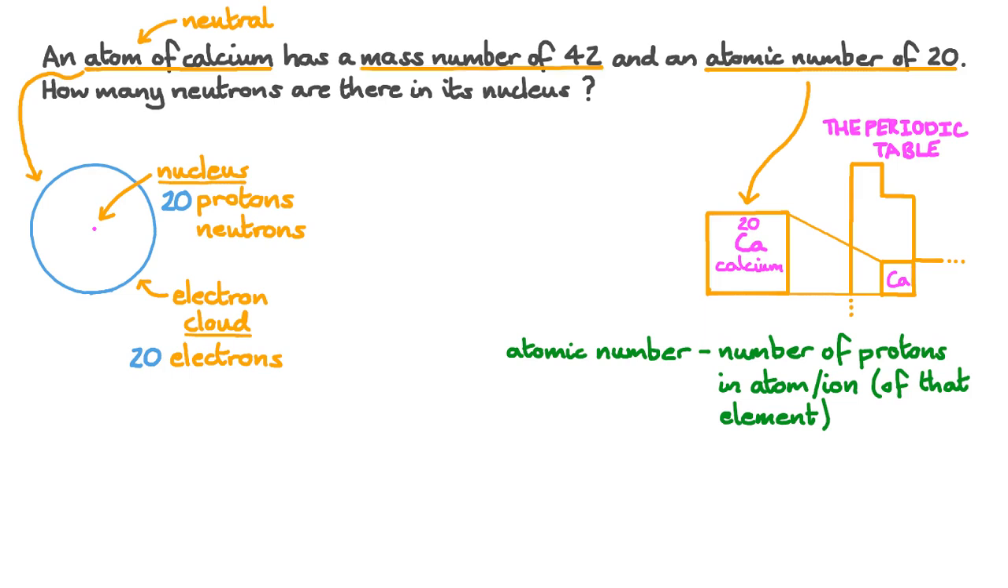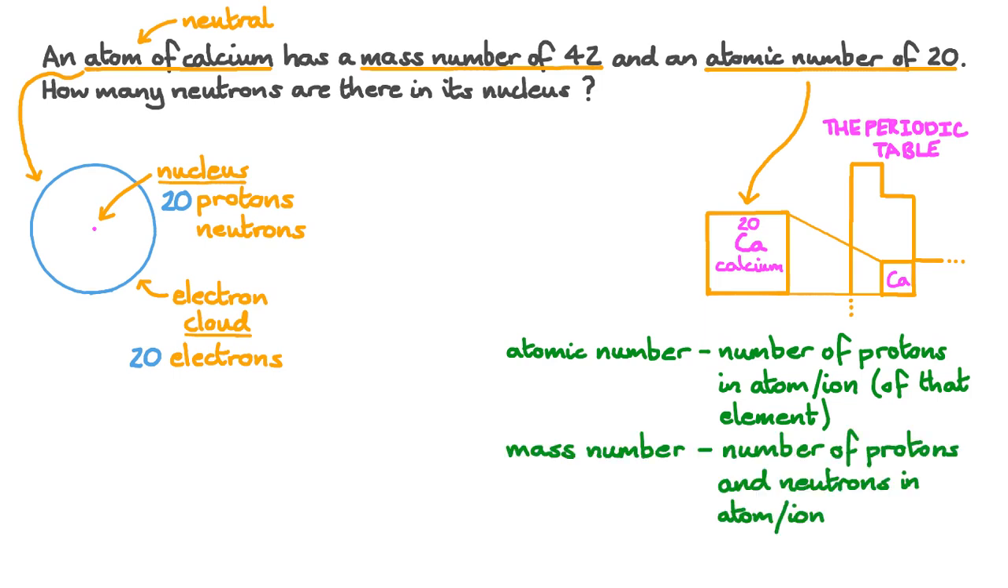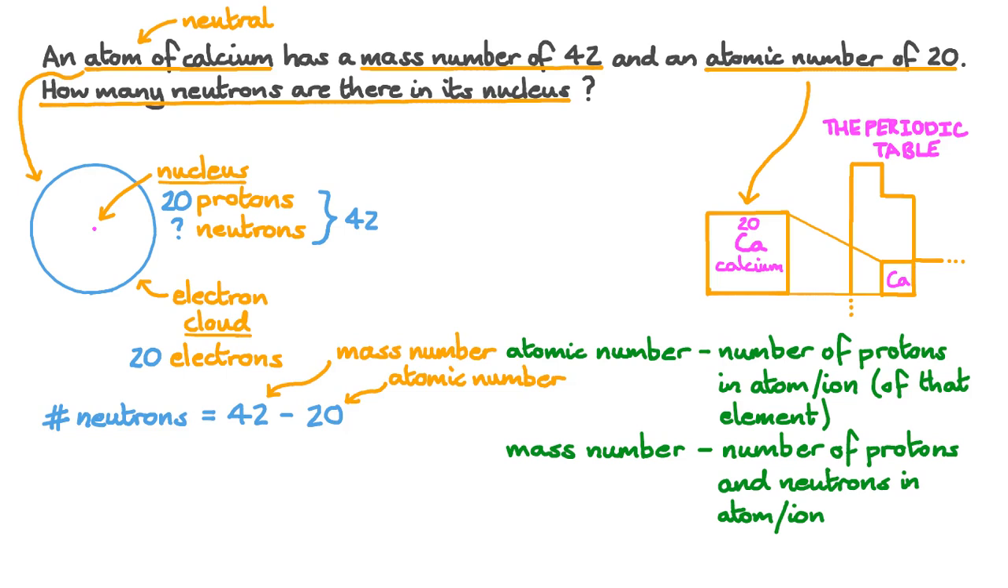The other piece of information in the question is that this atom has a mass number of 42. The mass number is the number of protons and neutrons in the atom or ion. So this tells us that if we take 20 and add the number of neutrons, we'll get 42. All this sets us up nicely to answer the question, how many neutrons are there in the nucleus of the atom of calcium? The number of neutrons must be 42 minus the number of protons, which is 20. Therefore, the number of neutrons in an atom of calcium with a mass number of 42 is 22.